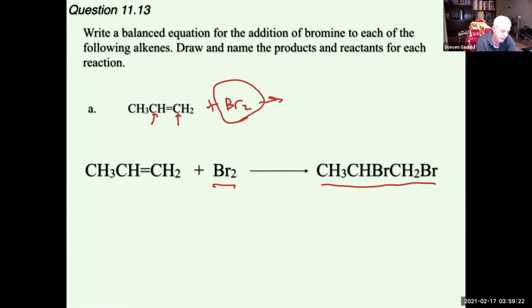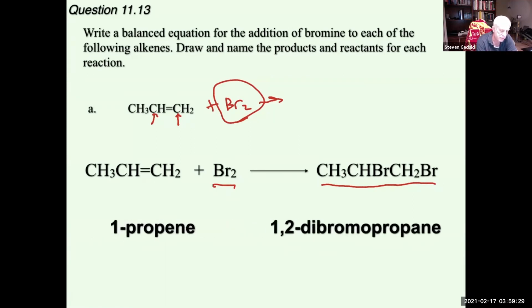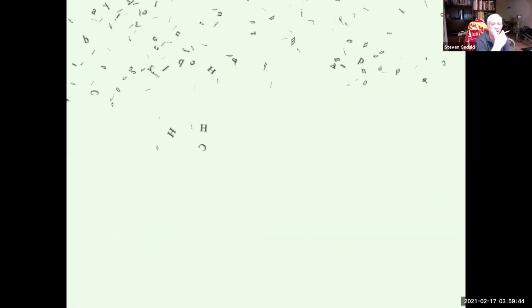1,2-dibromopropane. So 1 propene goes to 1,2-dibromopropane. Again, break each name down. It tells you exactly what it is. Okay. So our double bonds are getting a halogen attack or a hydrogen attack so far. And these are symmetrical reactions. Asymmetrical can be a little bit different.